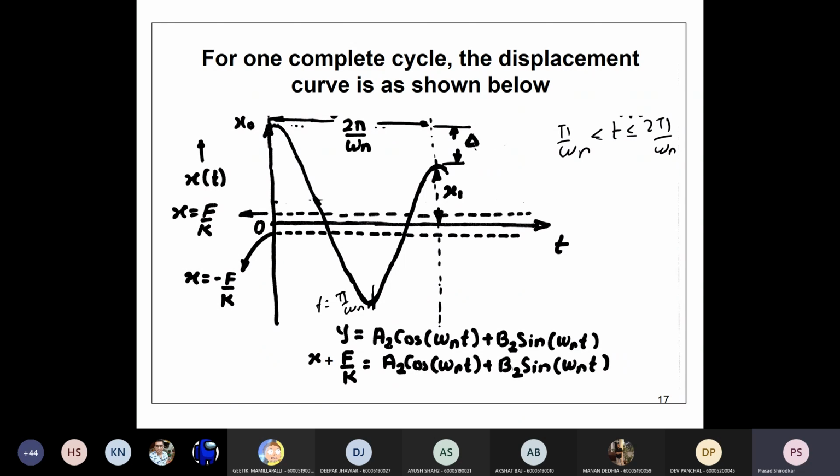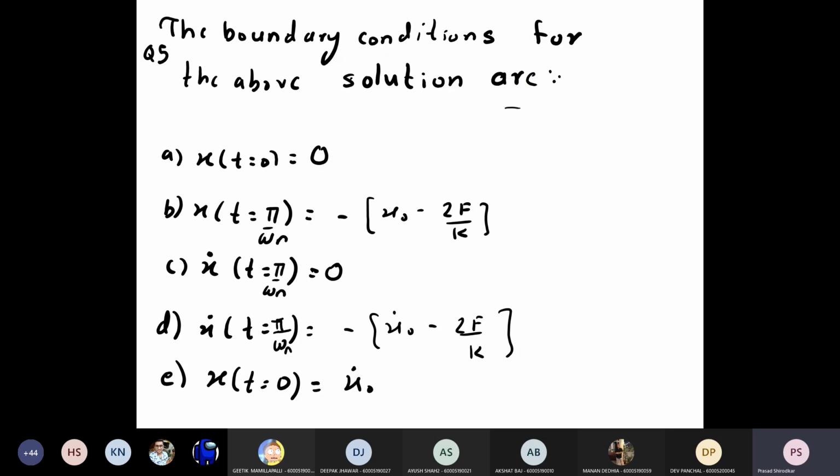That is good. But now we have to answer the next quiz question. What is the boundary condition for the second half? For finding out A1 and A2, you now need boundary conditions. So for that half, you need to tell me what the boundary conditions are. At t equal to pi by omega, what are the boundary conditions?